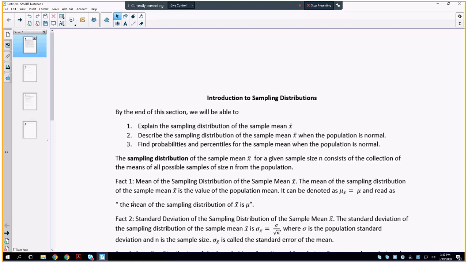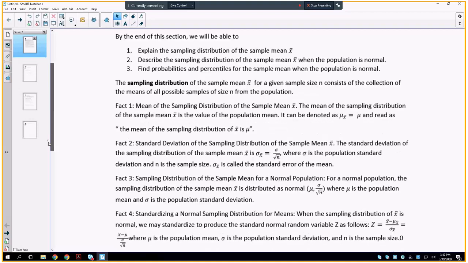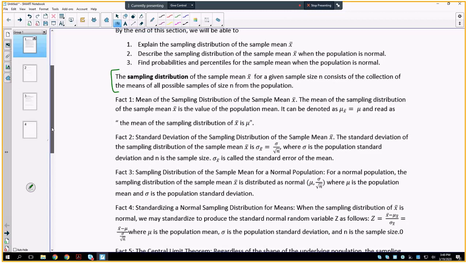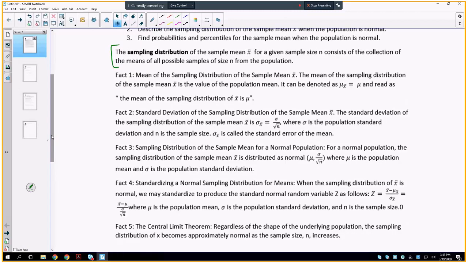The sampling distribution of the sample mean x bar for a given sample size n consists of the collection of the means of all possible samples of size n from the population. So here's our definition. The collection of the means of all possible samples of a certain size from a population. So we have some facts about sampling distributions.